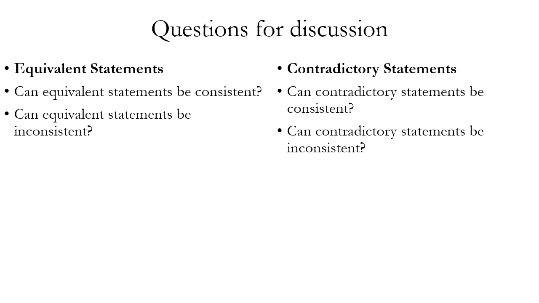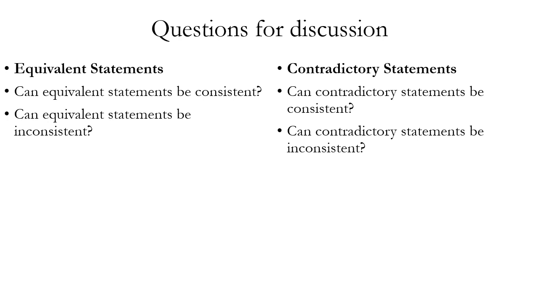Can equivalent statements be inconsistent? You might think the answer is no, but the answer is actually yes. Can you figure out why? The only way equivalent statements can be inconsistent is if they're both self-contradictions. So if they're false on every row of the truth table, that would make them equivalent, but technically they also would be inconsistent because there's no row on which both of them are true.